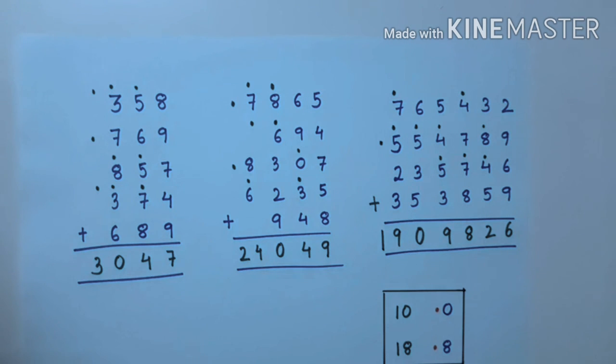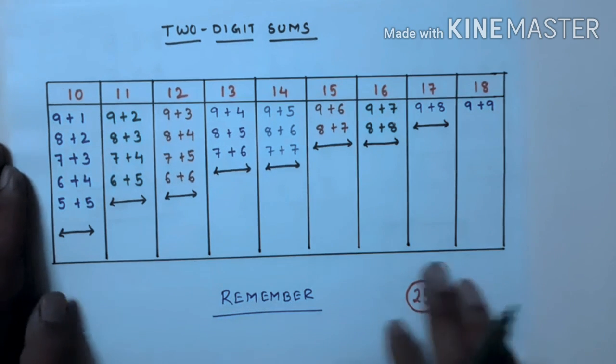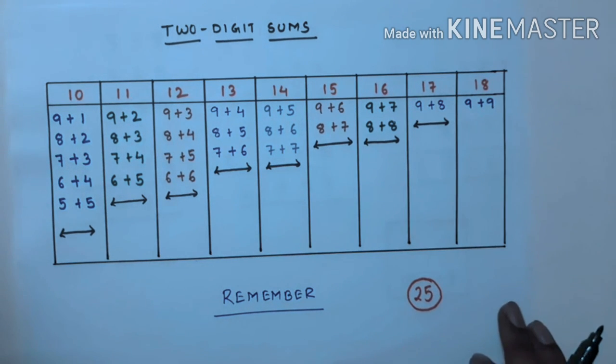So like this we can add any large number. So here what we are doing, only we are remembering the 25 combinations. The 25 combinations are very much important. So these 25 combinations we have to remember. Then only these methods will be easy.